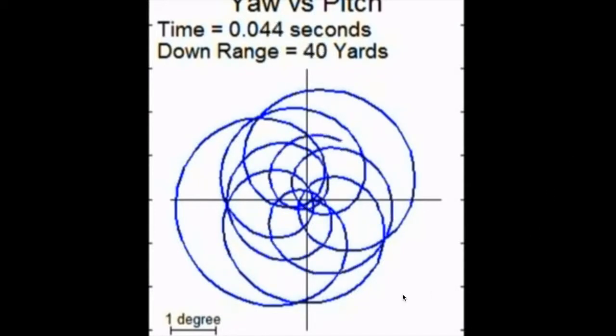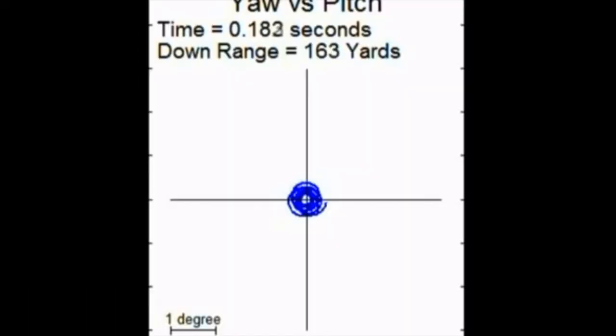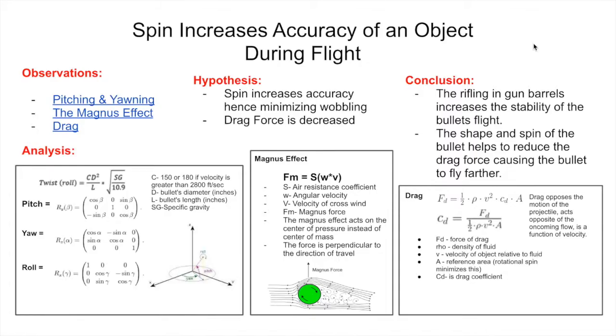As I fast forward about 170 yards down the range, we can see that the yaw and pitch is slowly becoming zero. The bullet is now fully stabilized. The shape and spin of the bullet helps reduce the drag as seen in the coefficient of the drag equation seen below. The reduction of drag equates to the bullet traveling at a greater distance.